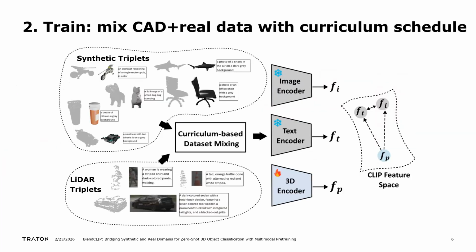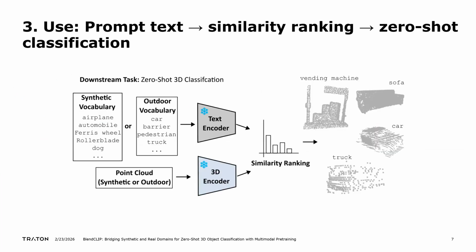After this, we propose a method of combining synthetic and real-world triplets using curriculum-based dataset mixing. And during training, we have a frozen text and image encoder like CLIP, and then we want to train a 3D encoder. So this representation we trained is aligned in the CLIP space with the image and text representations. After that, once we have the trained model, we freeze the text and 3D encoders, and then given a vocabulary, we can use similarity ranking to classify each and every point cloud given its feature produced by the 3D encoder we just trained.